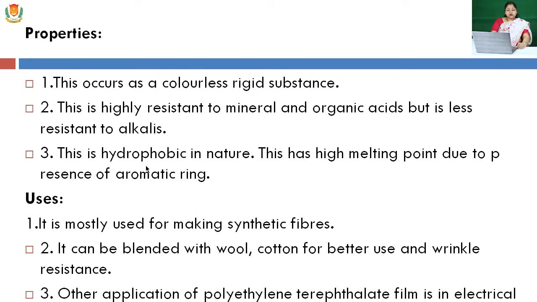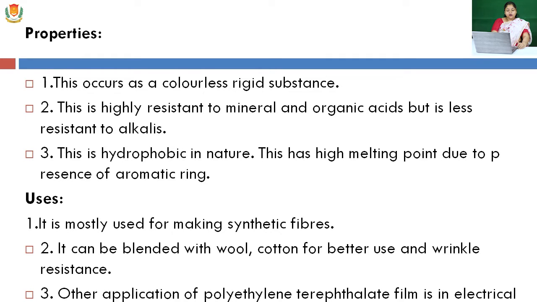The normal properties, or you can say physical properties, of terylene: it is a colorless, rigid substance. This is highly resistant to mineral and organic acids, but at the same time it is less resistant to alkali. It is hydrophobic in nature. This has a high melting point due to the presence of aromatic ring.